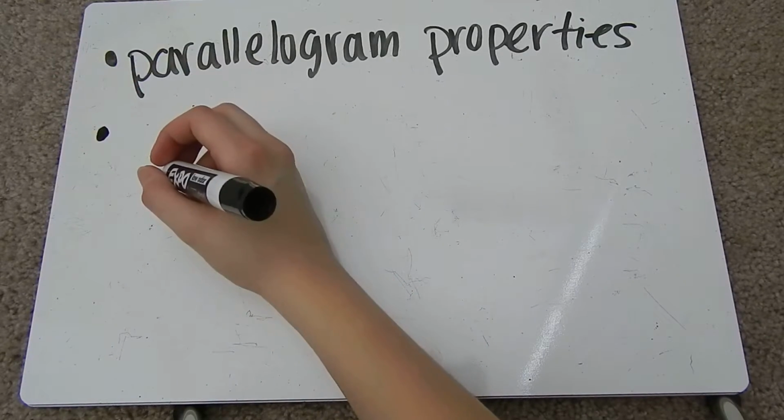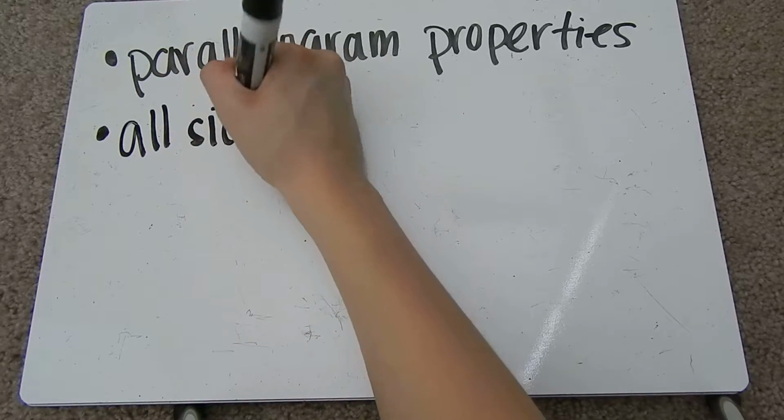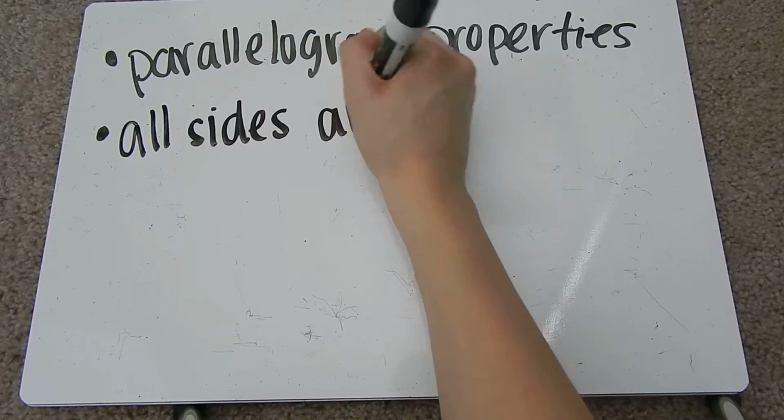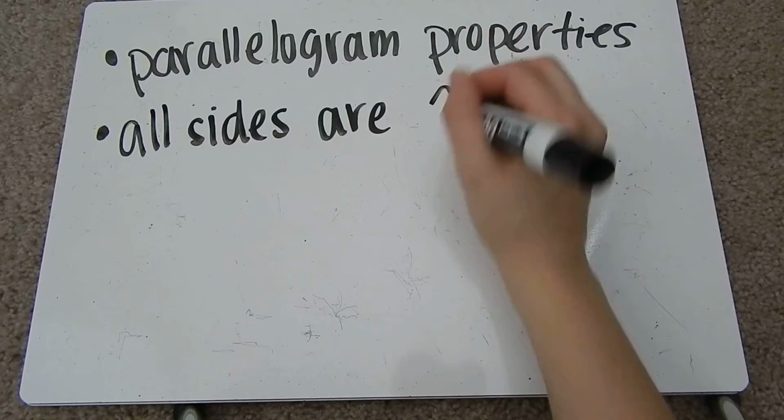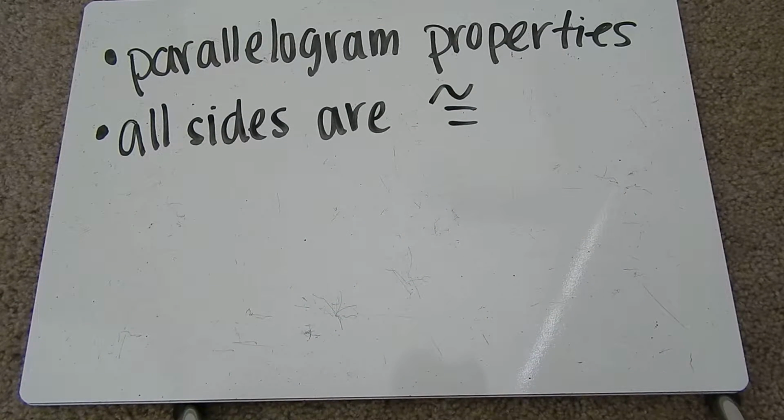In addition, in rhombuses, all sides are congruent. So it's not just the opposite sides that are congruent. Every side in a rhombus is the same measure.